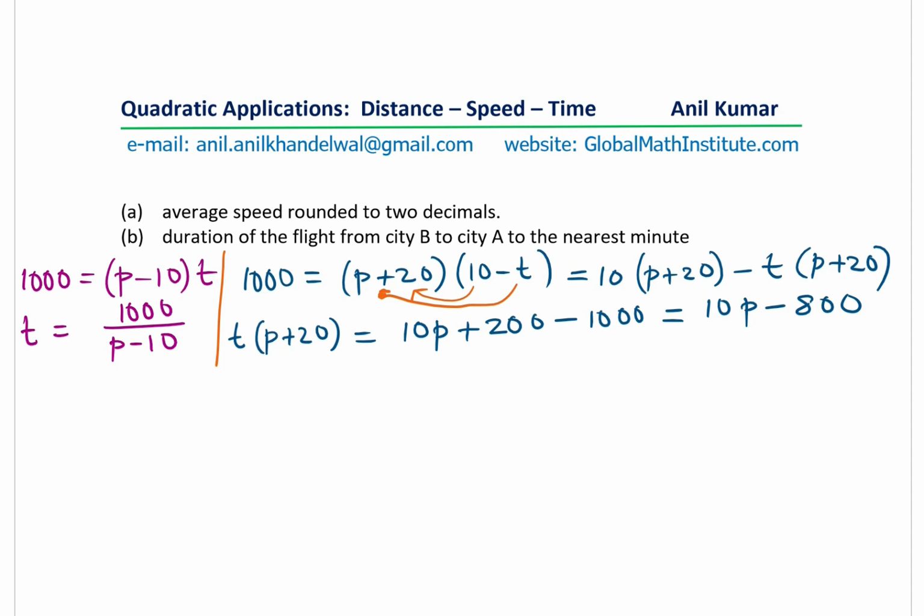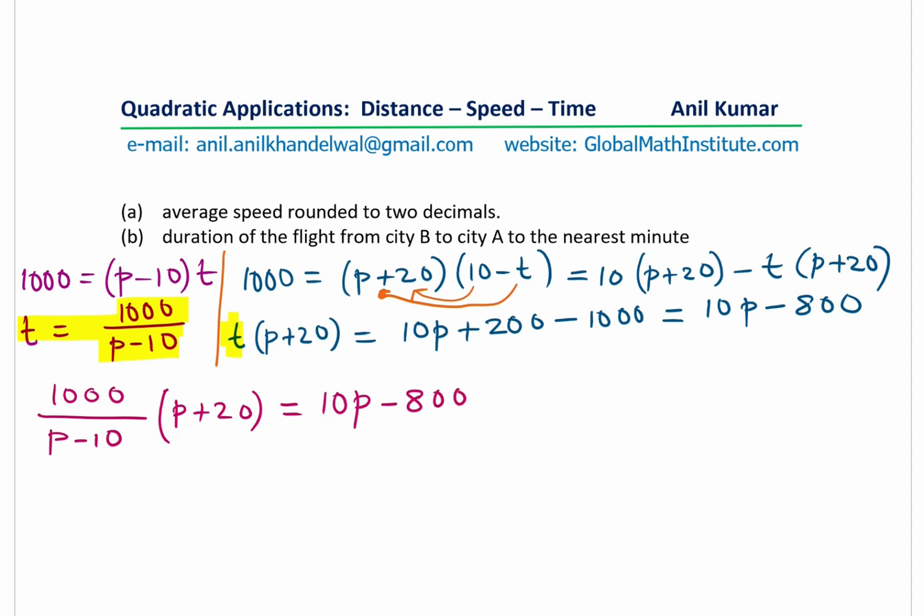Now at this stage, we can substitute the value of t. So time we know is 1000 divided by this, which we are going to substitute here, rewrite, and then continue. So instead of t, I'm going to write 1000 over p minus 10, and then we have p plus 20 equals 10p minus 800. Clear?